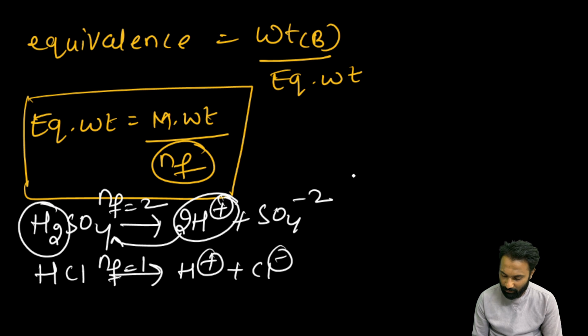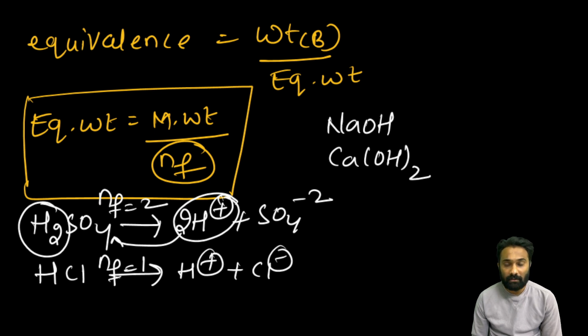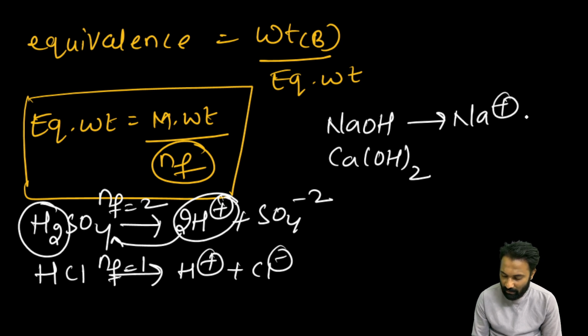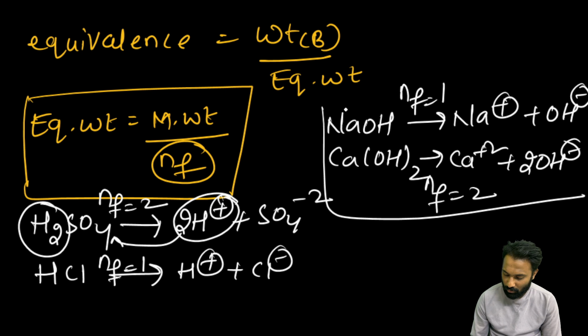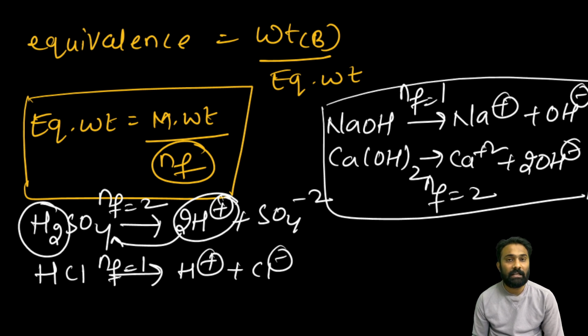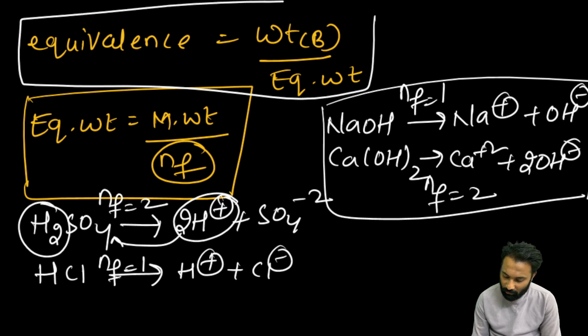If a base is given, such as NaOH and calcium hydroxide, what is the n factor? NaOH dissociates into Na+ and OH-, the replaceable OH- is 1, so the n factor is 1. For calcium hydroxide, the replaceable OH are 2, so the n factor is 2. In that manner we can calculate the n factor. Equivalence is equal to weight of the solute by equivalent weight, and equivalent weight is equal to molecular weight by n factor.